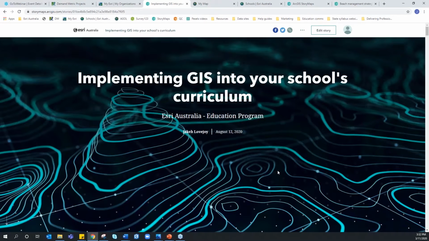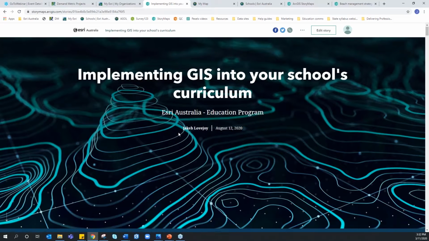And I thought, since we're looking at how to implement GIS into the school's curriculum, I thought I'd move away from the PowerPoint and we would actually make use of Esri Australia's software and have a look at it through a story map, which I think will pay dividends as we go through it.